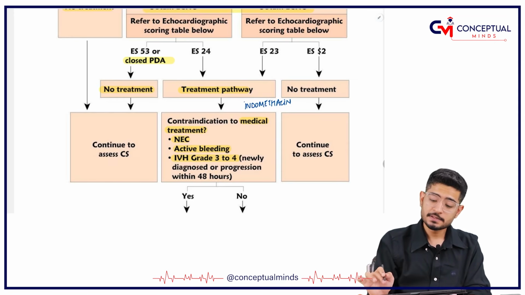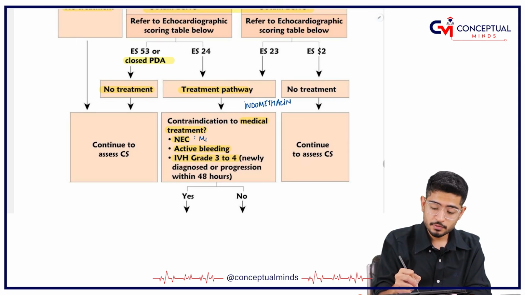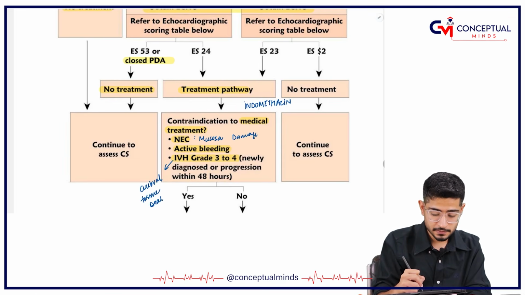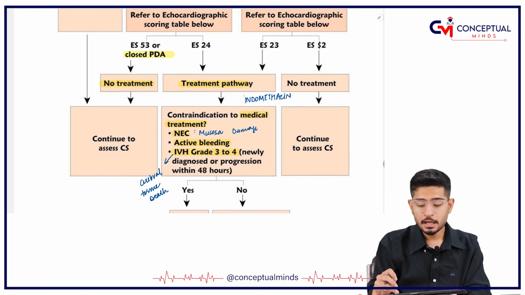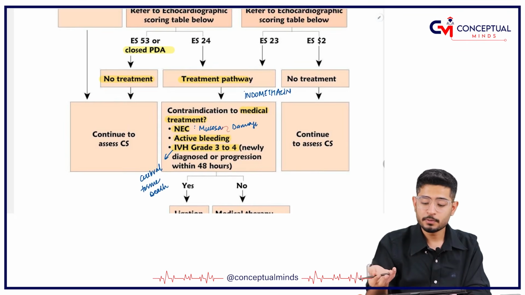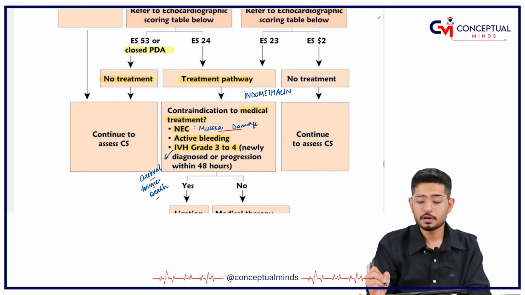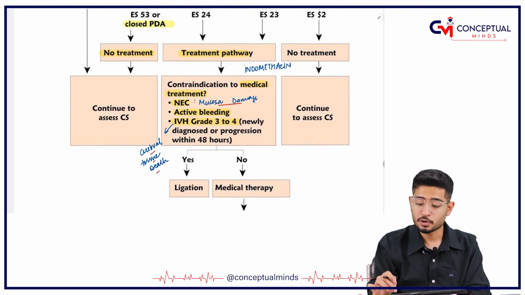Let's discuss. See, in necrotizing enterocolitis, already the mucosa is going to get damaged. In IVH, already there is a lot of cerebral tissue death which is going to occur, because the hemorrhage and everything is happening. And if you just close the normal vessels, more mucosal damage is going to occur, more tissue death is going to occur. That's why indomethacin is not given.